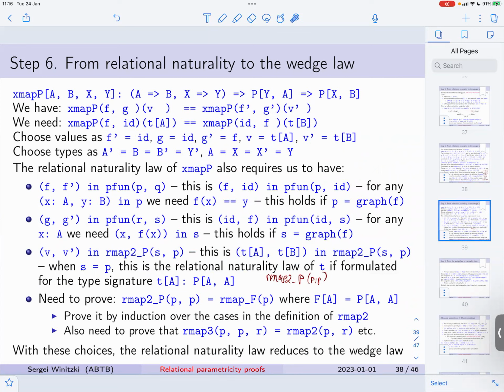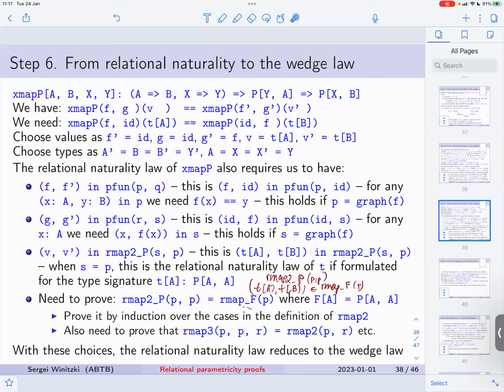We do not have that T of A, T of B are in that relation, are in the relation R map 2 of PP or SS. We don't have that. We have TA, TB in R map F of P. That's what we have by the parametricity law. So that's the assumption for the expression T. So we need to prove that that's the same.